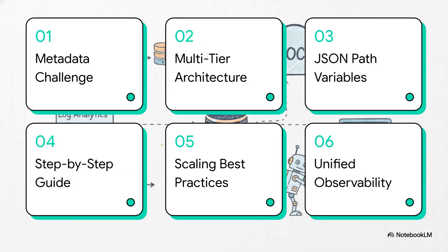Here's our roadmap. We'll start with the metadata challenge, look at multi-tier architecture, decode those JSON path variables, walk through the actual step-by-step implementation, touch on scaling best practices, and wrap up with unified observability. Let's get right to it.